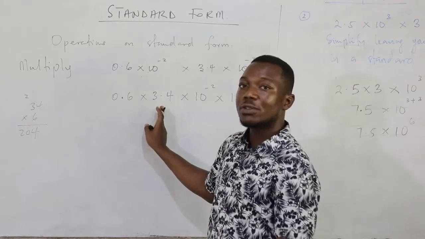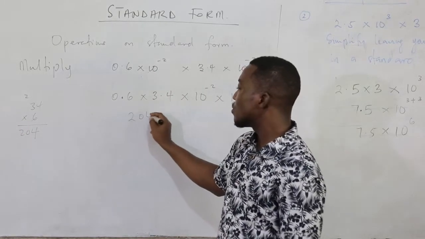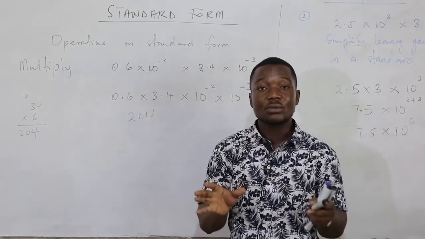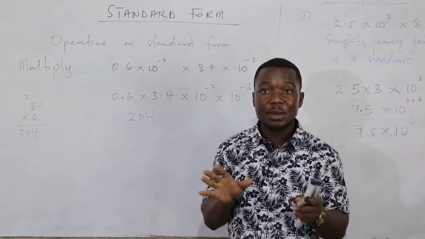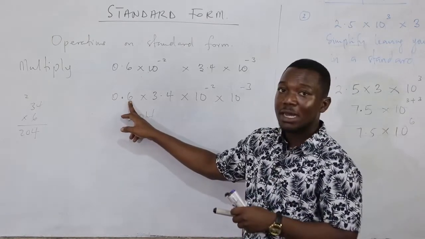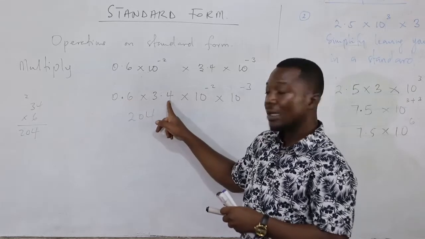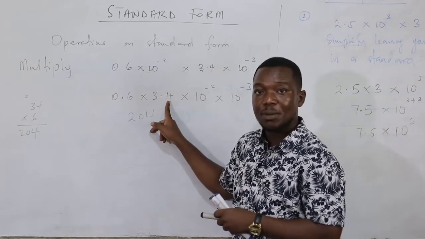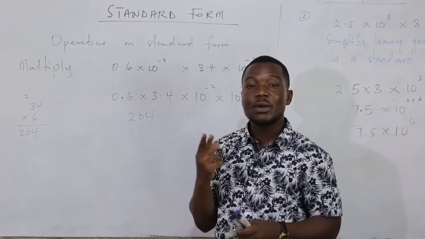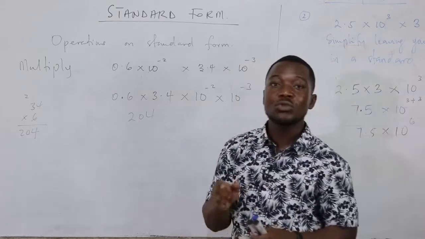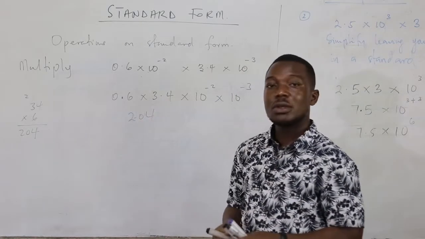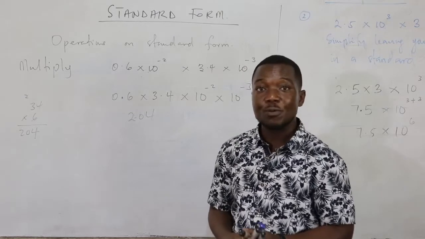So for these two, we are going to write 204. But they contain decimals, so we are going to count the number of decimal places each of them had, put them together, and move. This one has only one figure after the decimal point. This also has one figure after the decimal point. So together they have 2 decimal places. So we are going to move from the right to the left 2 times and introduce our decimal point. Good. So now we have 2.04.